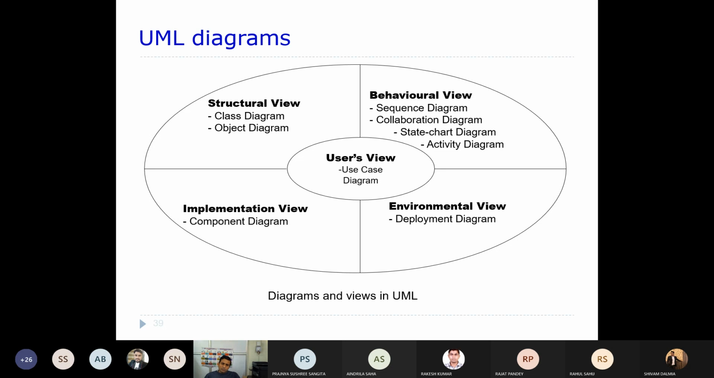And then finally the implementation view. There is a component diagram which will represent this particular view, right? And finally there is the environmental view, because we are going to deploy the software. We'll capture this environmental view through a deployment diagram. That means how you are going to deploy that particular software and where you are going to deploy it, right? In what environment this software will be deployed. All these things will be captured. We'll talk about them.